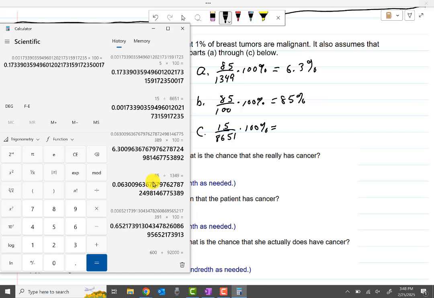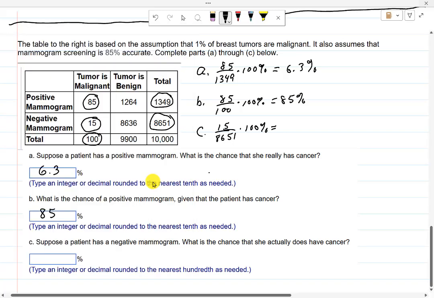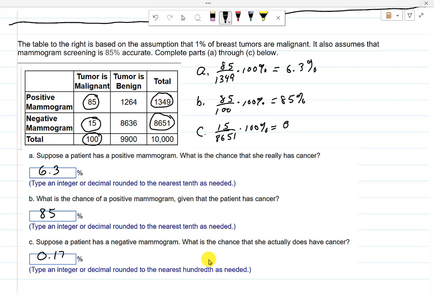I get 0.17. It says type an integer or rounded to the nearest 100th. Okay, so 0.17. Those are the numbers that I get. So this example didn't really do a lot of analysis. It just had you do your computations and check your ability to do that kind of work.